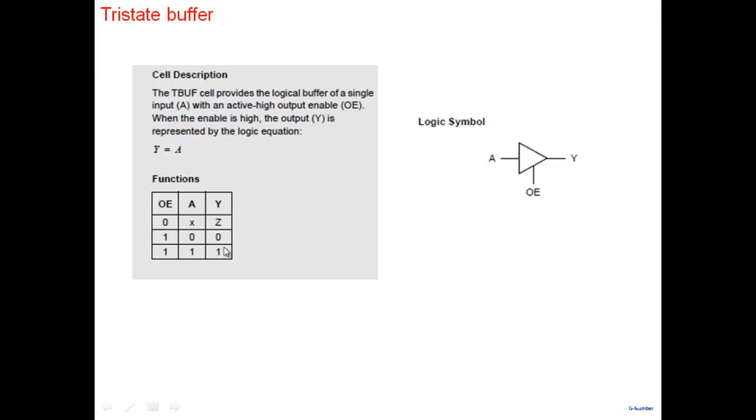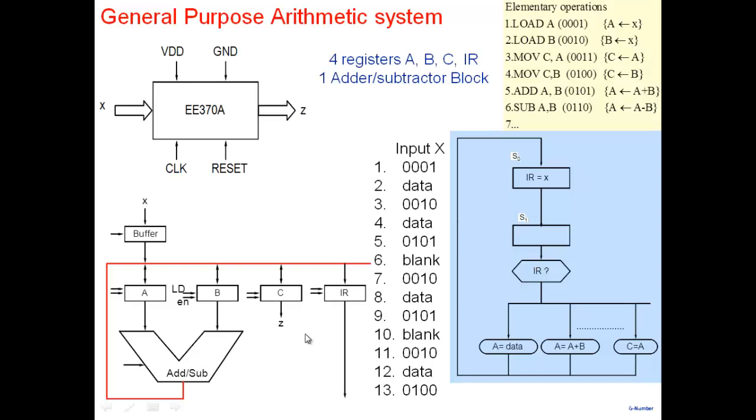A normal buffer is whatever you put at the input, the same appears at the output. A tri-state buffer has this extra input, so it can go into 3 states: 0, 1, and Z also. Z is basically disconnected. So when I put enable equal to 1, the output is connected to the data bus. When I put enable equal to 0, the output is disconnected. And with the load, I can load something into my register. So each register has load and enable.